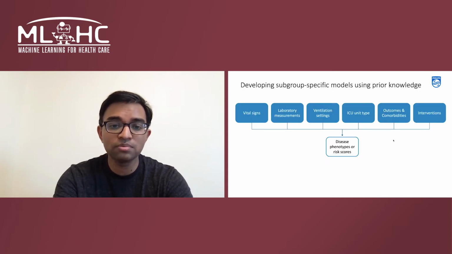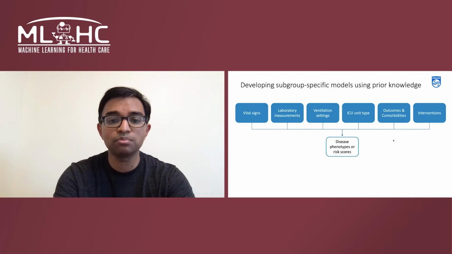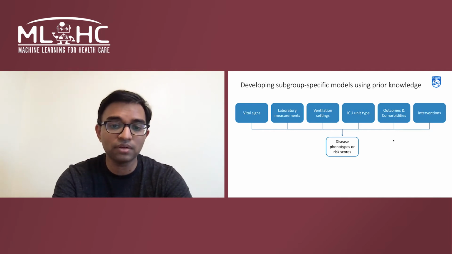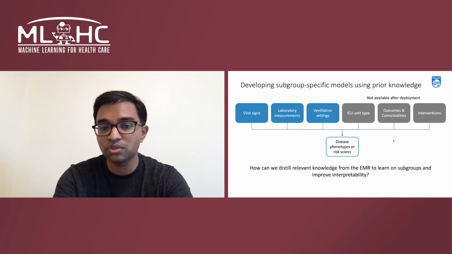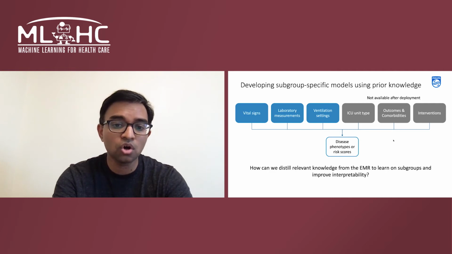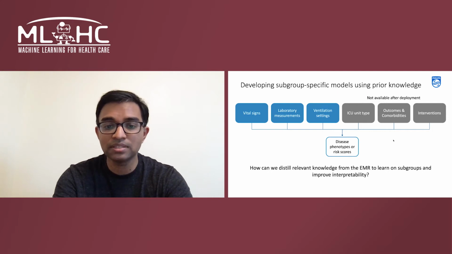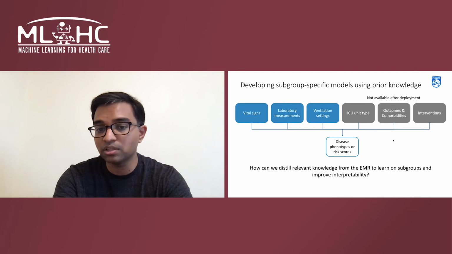One way to develop subgroup-specific models is by using prior knowledge or side information found in electronic medical records. The problem is that most of the relevant knowledge in EMR can't be used because of constraints on data availability or the cost of acquiring the data. For example, the ICU unit type, comorbidities, and future interventions may only be available during training, but not at evaluation.